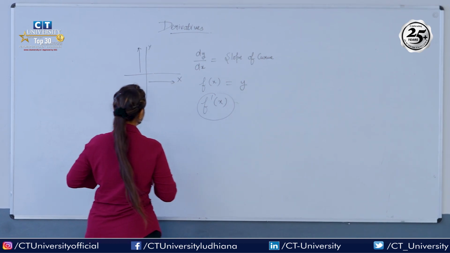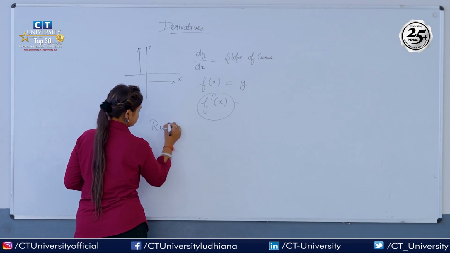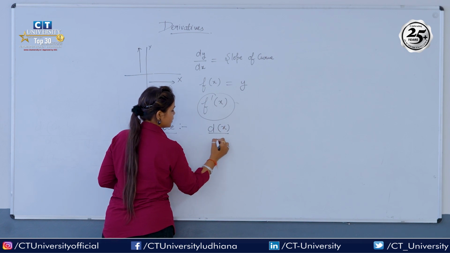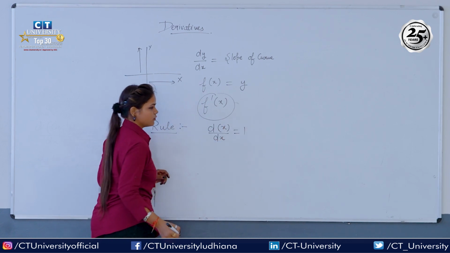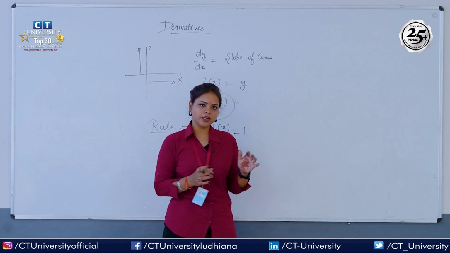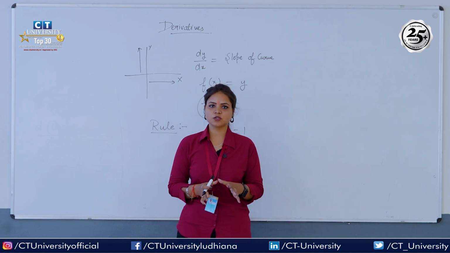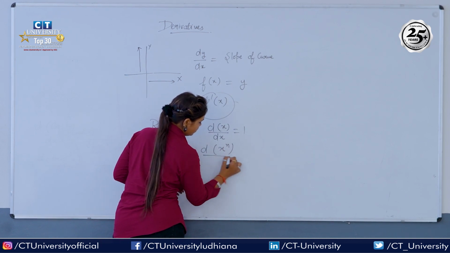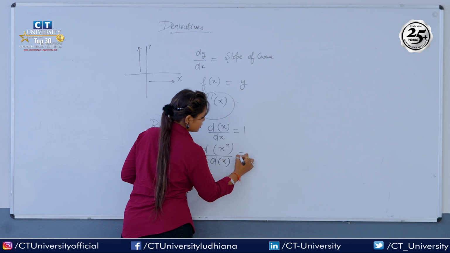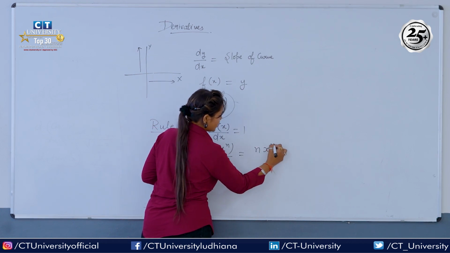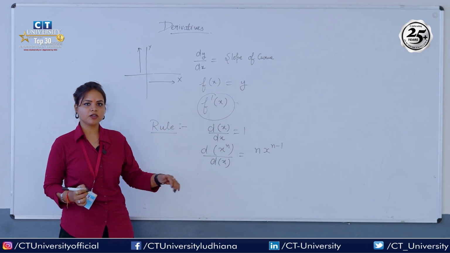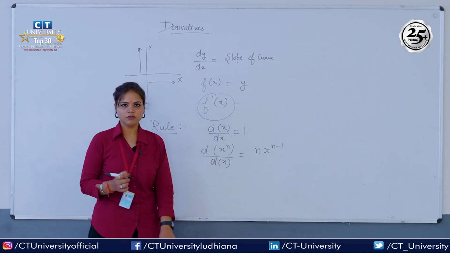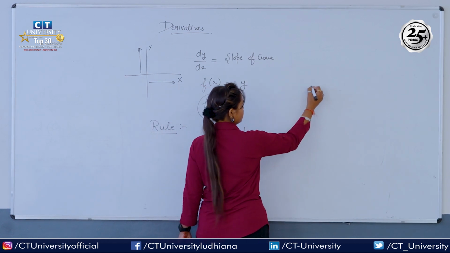So, here are some rules for the derivative. Rule 1: the derivative of x with respect to x is 1. Derivative of any variable with respect to itself is equal to 1. And the second rule: the derivative of x raised to power n with respect to x is equal to n x to the power n minus 1. Subtract 1 from the power. That is the second rule for the derivative. Let's discuss with an example.